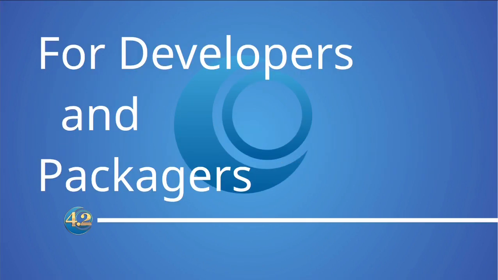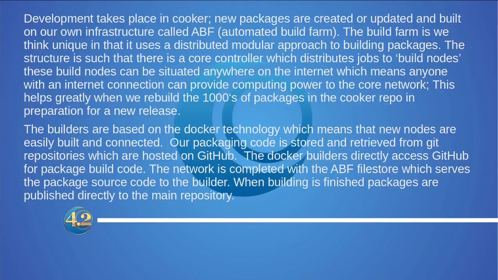For developers and packagers. Development takes place in Cooker. New packages are created or updated and built on our own infrastructure called ABF, Automated Build Farm. The build farm is, we think, unique in that it uses a distributed modular approach to building packages. The structure is such that there is a core controller which distributes jobs to build nodes.